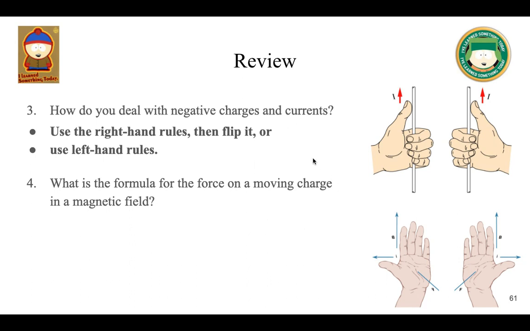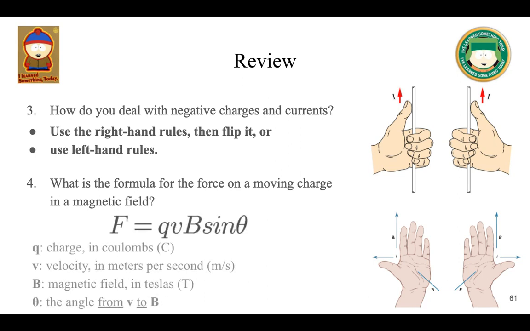So what is the formula we learned today for the force on a moving charge in a magnetic field? It looks kind of like the other formula we learned in the previous part of the slides. F is equal to QVB sine theta, where theta is the angle from V to B.